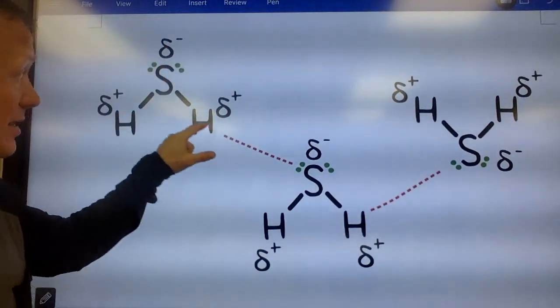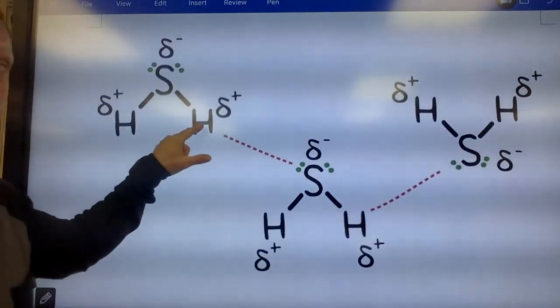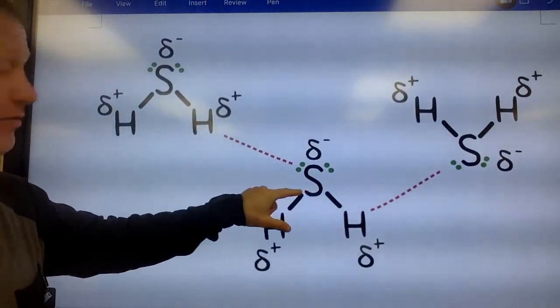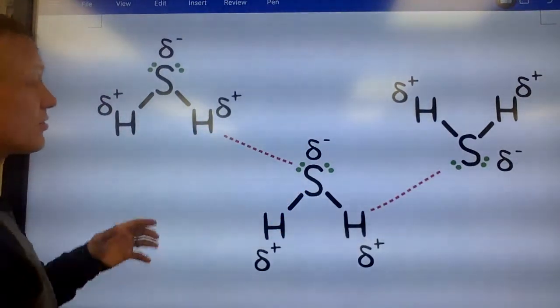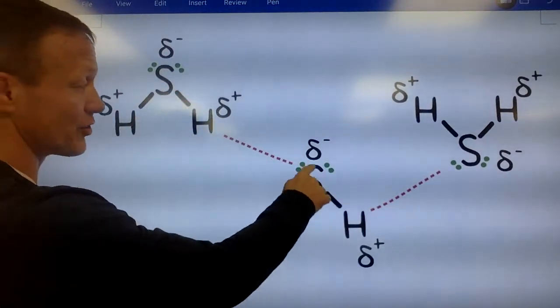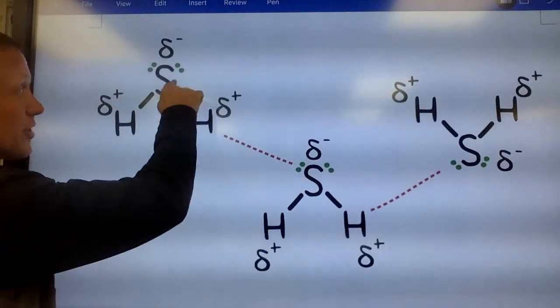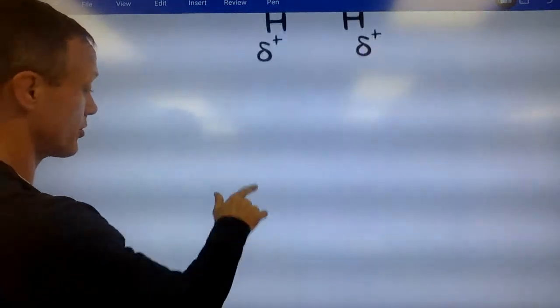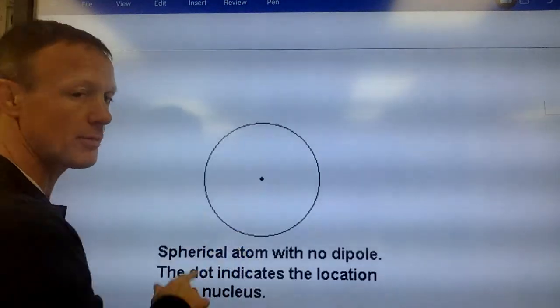There would not be hydrogen bonding here because the hydrogen is not connected to NOF or attracted to NOF. It's a sulfur atom involved in it. So all that means is there's not quite as much attraction as there would be if this was a nitrogen, oxygen, or fluorine, and this was a nitrogen, oxygen, or fluorine. There'd be a little bit more attraction, so a little bit stronger. All right.